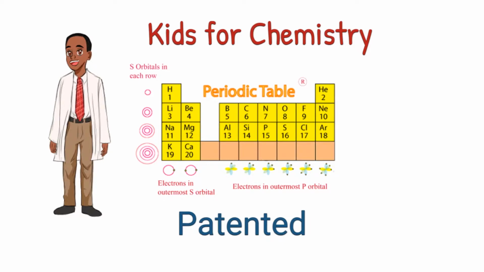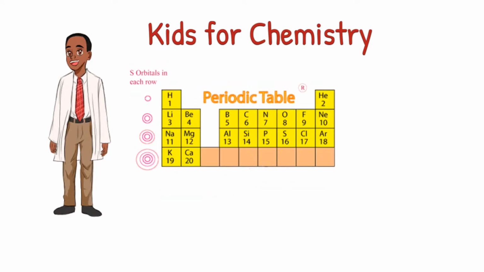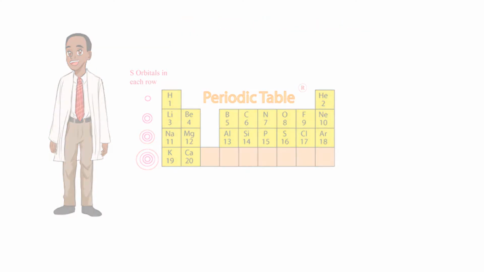Another outstanding feature of the Kids for Chemistry program is the patented drawing of the periodic table with the sidebar and bottom bar. This is an original drawing developed by Kids for Chemistry and never before used. The sidebar shows how many s orbitals there are for each row and makes it easy for young children to identify an atom and determine which row it belongs in.